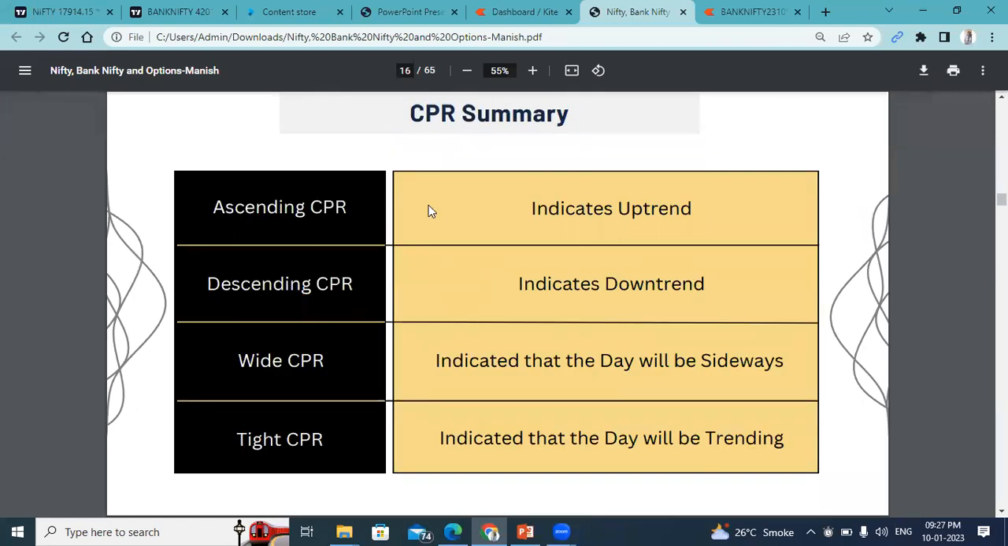So you can take a screenshot. अब यहाँ पर आप screenshot ले सकते हैं. This is what we have covered till now. Ascending CPR means what? Uptrend. Descending CPR means downtrend. Wide CPR क्या indicate करता है? The day will be sideways. And tight CPR क्या indicate करता है? The day will be trending. You can take a screenshot if you wish.